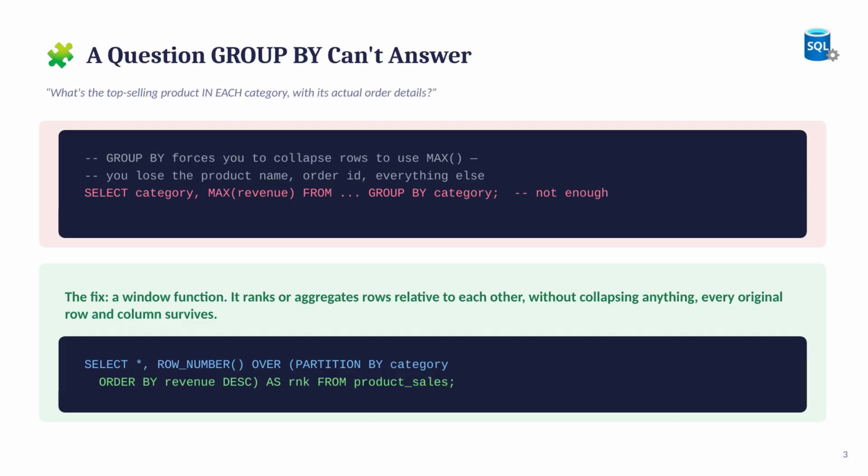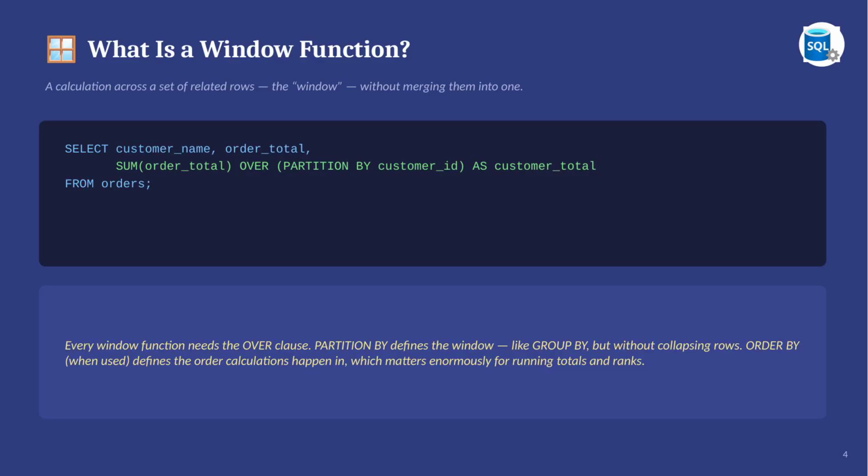The fix is a window function. It ranks or aggregates rows relative to each other without collapsing anything at all. Every original row and every original column survives completely intact. So, formally, what is a window function? It's a calculation performed across a set of related rows, the window, without merging those rows into one.